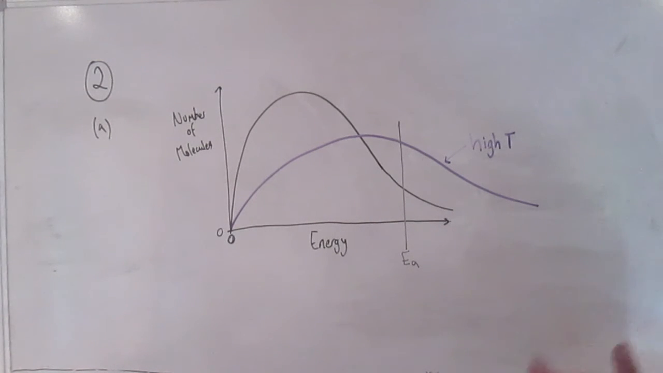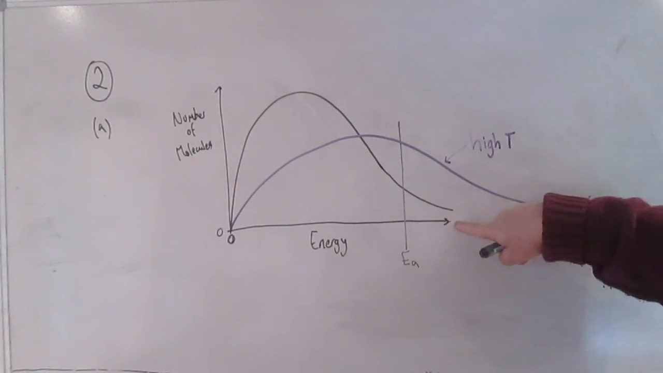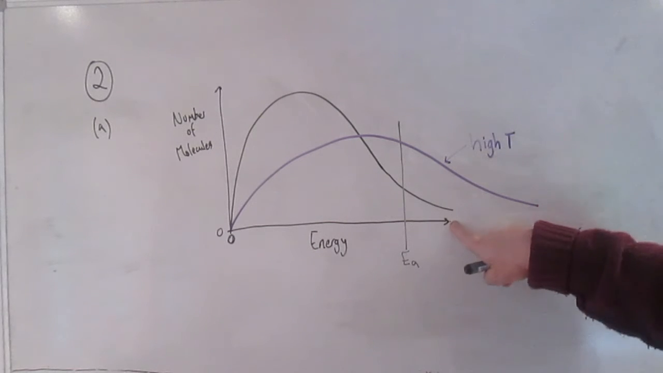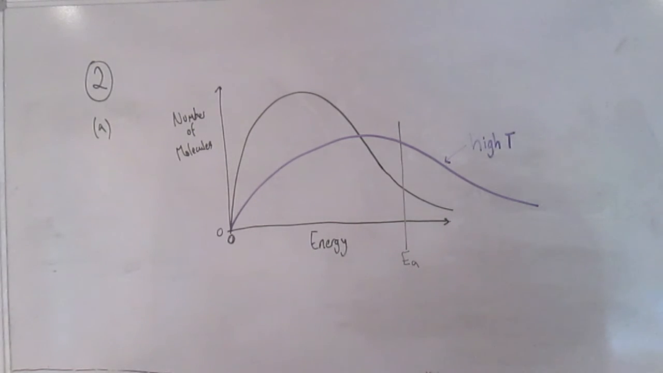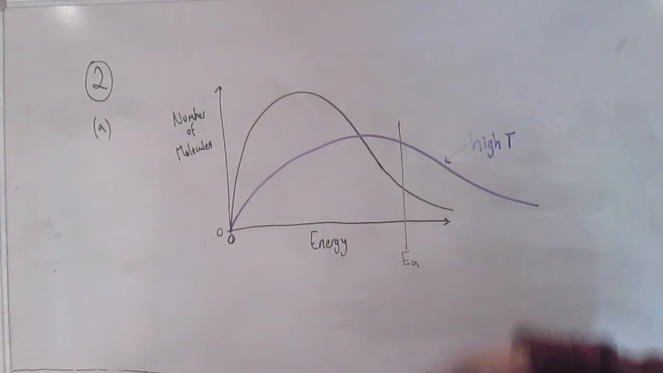Okay, so those were the features you needed to have to get all the marks in 2 Part A. So make sure it starts at the origin, make sure that the general shape is right, and in particular it doesn't slam down into this axis here, and then the higher temperature curve shifted this way, flattened, and the activation energy just marked as a single line there. Now when we get into Part B, it asks you to explain how you can use that to explain why the rate of reaction is higher at higher temperature.